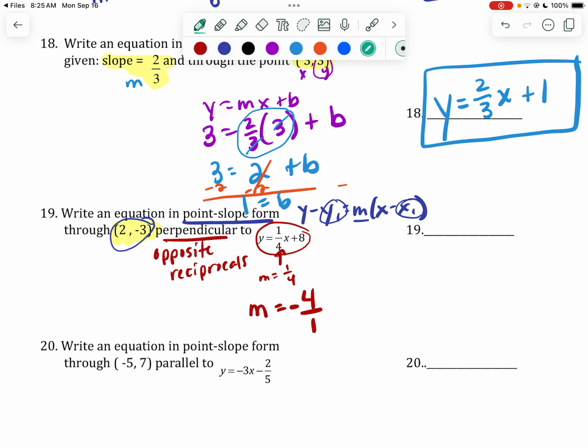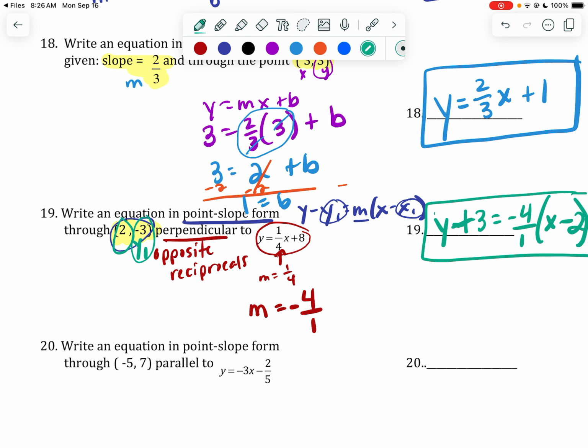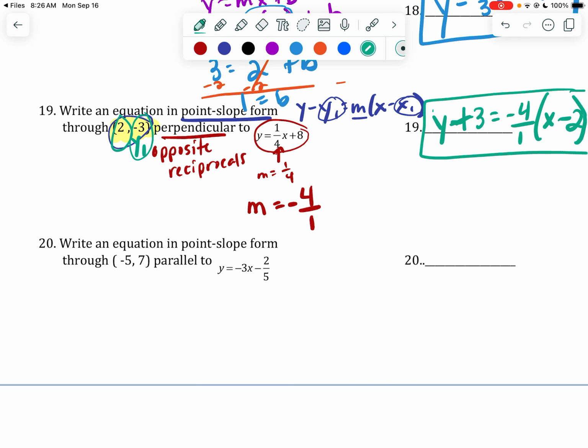Okay, so for this one, we're going to leave the y minus, now y1 is going to be that -3. The slope we just found is -4/1, x minus, then we're going to plug in 2. Okay, minus a negative really becomes a plus. And that's it. Okay, if you want, pause me, try number 20, come back, we'll check it.